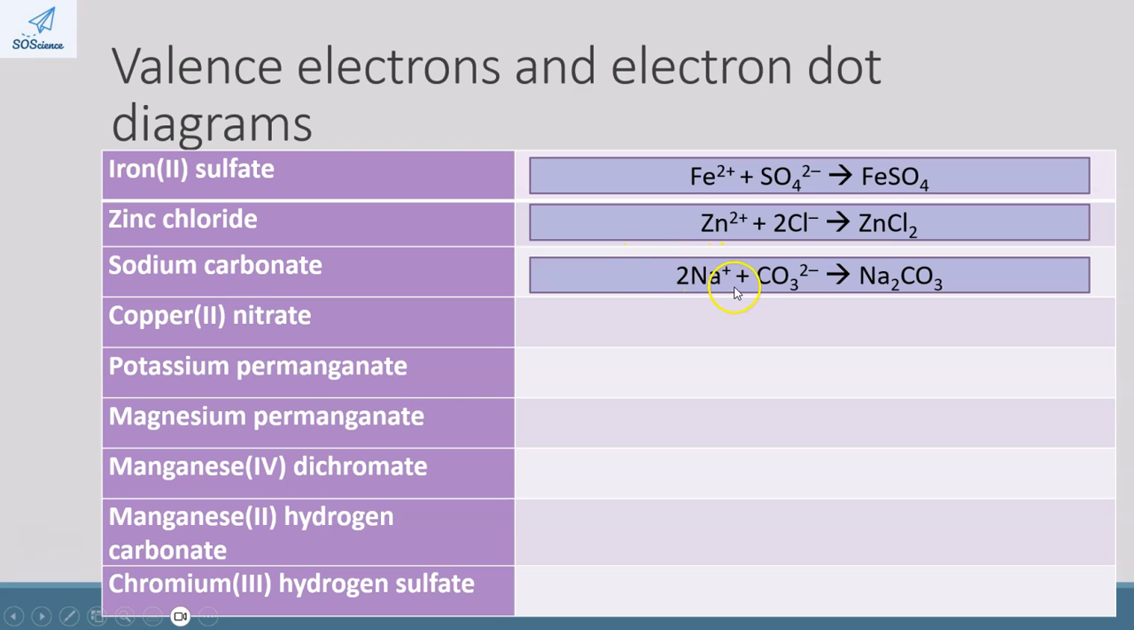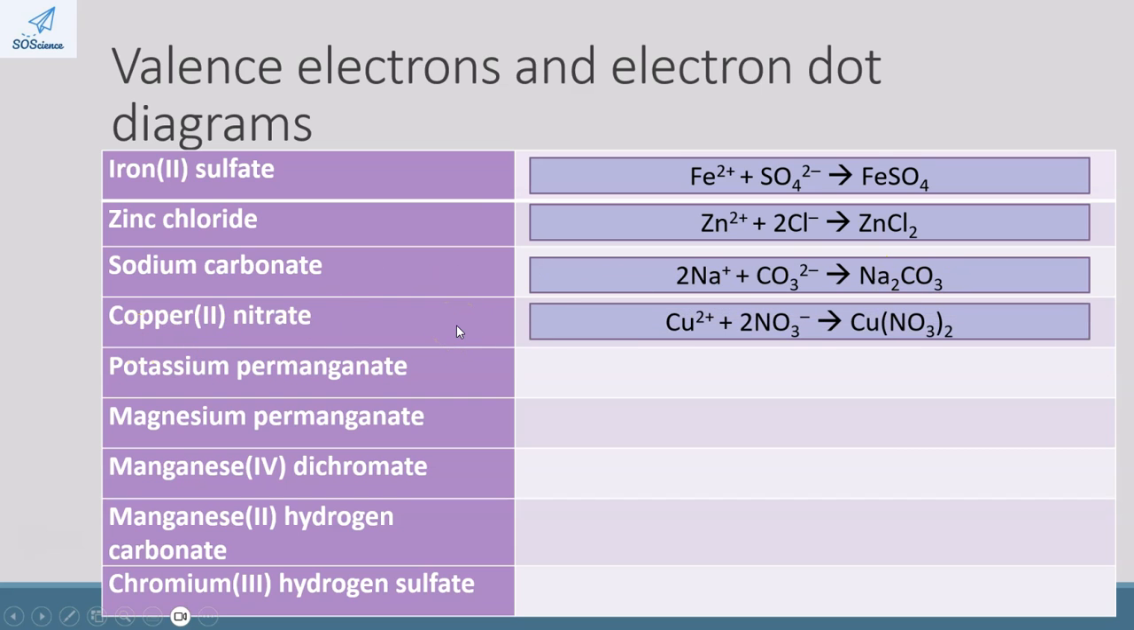Sodium carbonate. The sodium ion is Na plus, and the carbonate ion is CO3 2 minus. So I need 2 pluses in order to balance out a 2 minus. So I need 2 sodium ions to balance out 1 carbonate ion, hence Na2CO3.